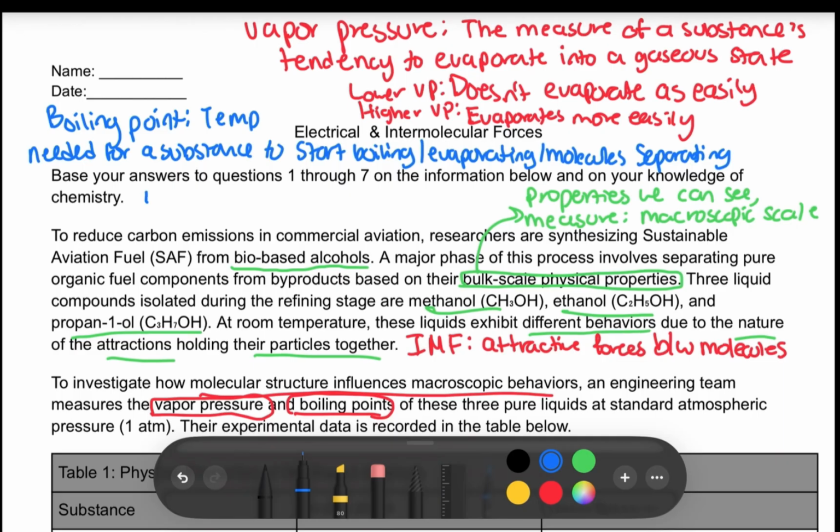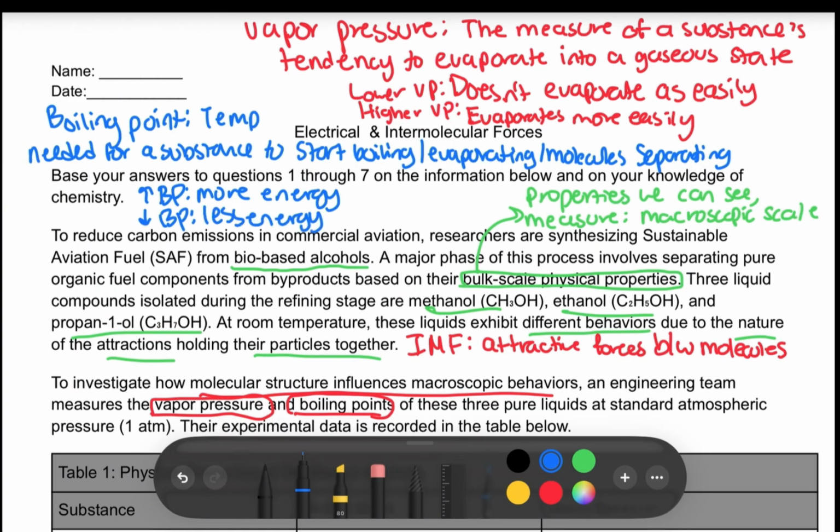If we have a higher boiling point, that means we need a higher temperature in order for the substance to start boiling. So we need to put in even more energy. That means it's not going to start boiling as quickly. There's more energy needed in order for the molecules to start separating. But if we have a lower boiling point, that means we only need a little bit of energy in order for the molecules to start separating, so it's going to start evaporating or boiling more easily.